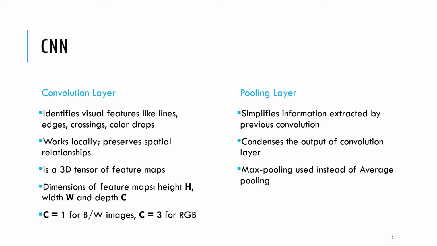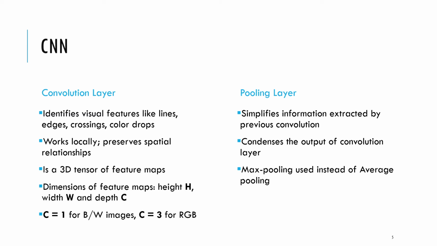Then it's a 3D tensor. So we are thinking about three dimensions here: the height, the width, and the depth of the image. For a black and white image, the depth is considered to be 1, whereas for RGB, that is red, green, and blue, it's considered to be 3.